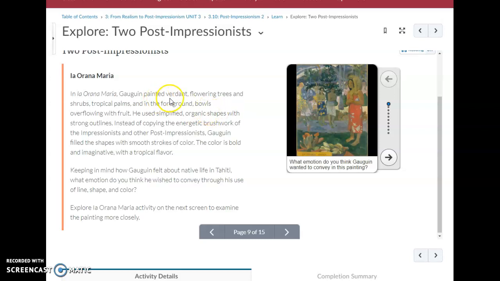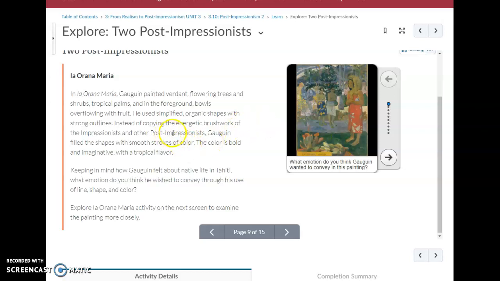So he painted verdant, meaning green, flowering trees and shrubs, tropical palms, and in the foreground, the front, bowls overflowing with fruit. He used simplified organic shapes, meaning simple shapes that are not geometric. Organic meaning like sort of found in nature. So like the shape of a leaf would be very organic versus the shape of a cube or a pyramid, which is very geometric and man-made.